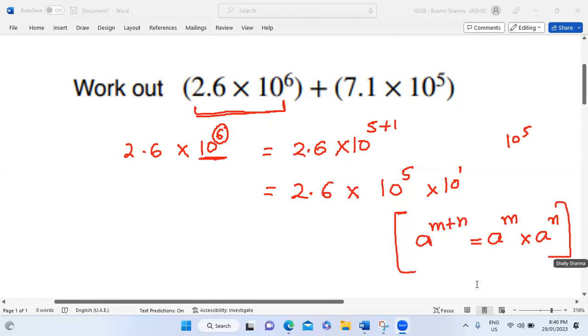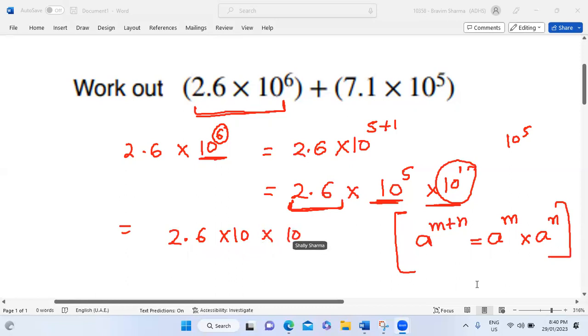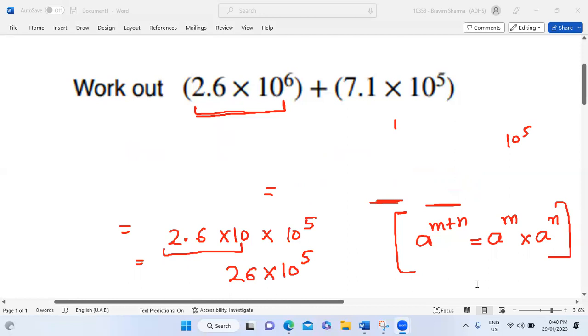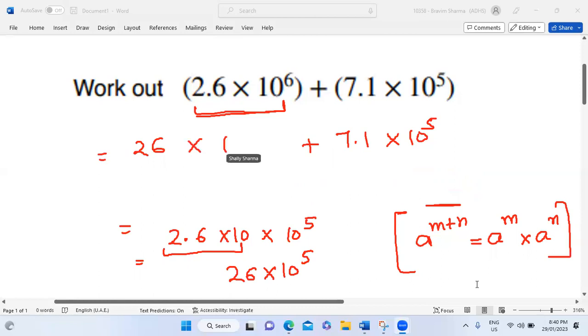Okay. So now here I got 10 to the power of 5, but I also got this 10 to the power 1, which is just 10. So this 10 I will use with this 2.6. So I can write it as 2.6 times 10, and the whole thing multiplied by 10 to the power of 5. 2.6 times 10 will be 26, and then it will be 26 times 10 to the power of 5. Once I got this number, now I will use the other number as it is, which is 7.1 times 10 to the power of 5, and the first number I will write as 26 times 10 to the power of 5.